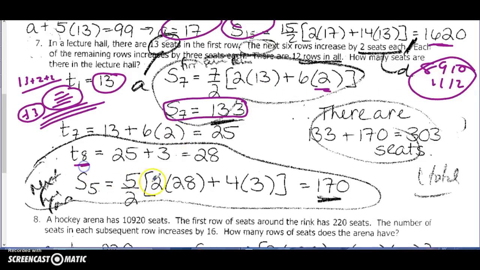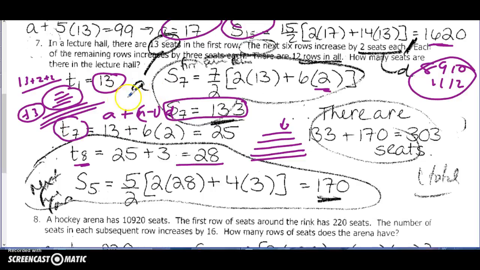You need to find out what A is, and A is the first row in this sequence here, which is the 8th row. And to get that, what we're going to do is go back and find out how many seats are on row 7, and then simply add 3. So you kind of have two different questions here. So you go back and you use the a plus (n minus 1)d equation to find out what T7 is based on the info from the first set of rows, where a is 13 and d is 2, and you figure out that row 7 has 25 seats.